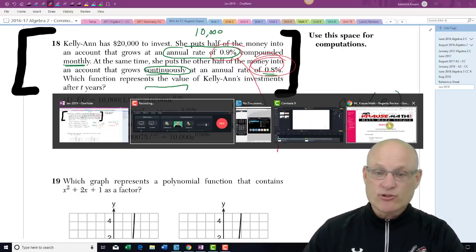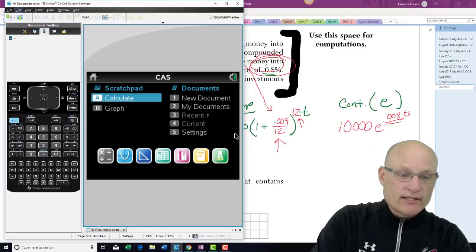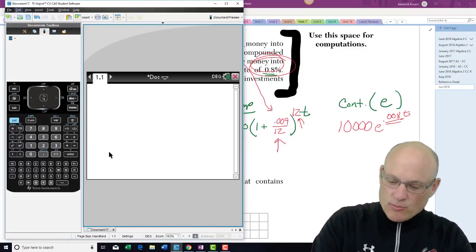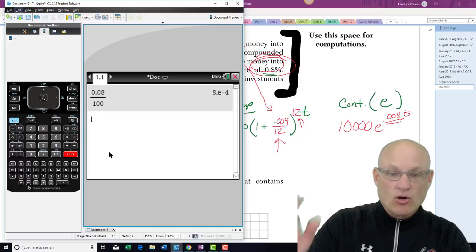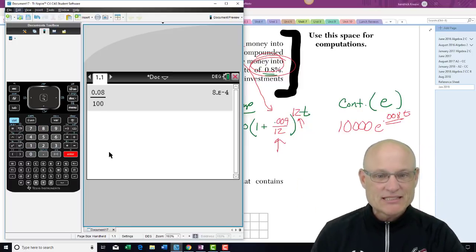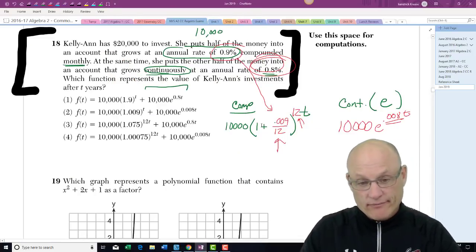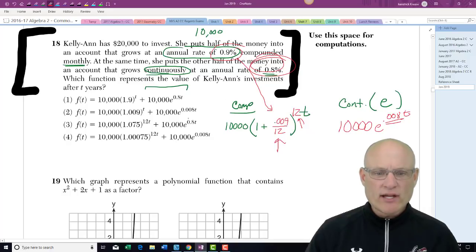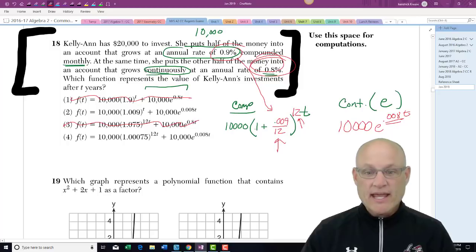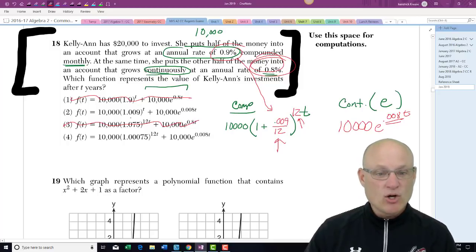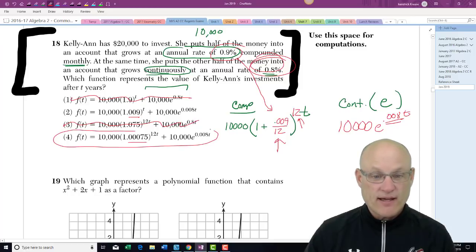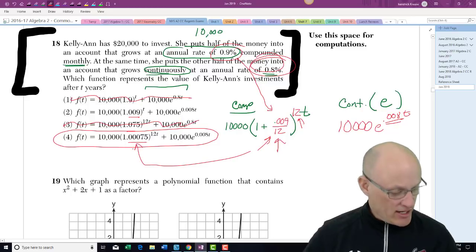Now, if you're not good at that, you can always come over to your calculator and do 0.08 divided by 100. Why can't it just give it to me in regular? Anyway, you've got to know, I guess. So I know that it can't be this one, and it can't be this one. And this one's just got 0.009. It doesn't have the 0.009 divided by 12. So there, in fact, is the correct answer. If you put this into your calculator, that'll give you that answer right there.